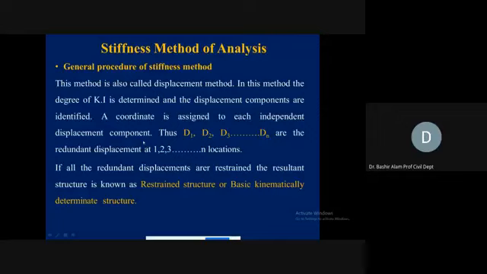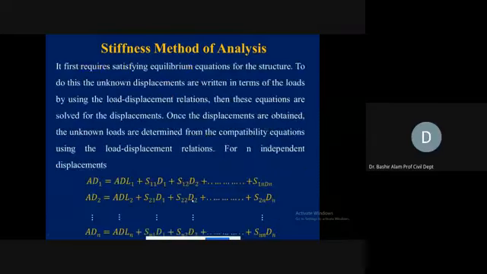So, identification of the unknown joint displacements, labeling them now with D1, D2. This is going to be our general notation for the unknown joint displacements. And then locking them in order to get the basic kinematically determinate structure, which is also known as the restrained structure. So these are the initial steps now.